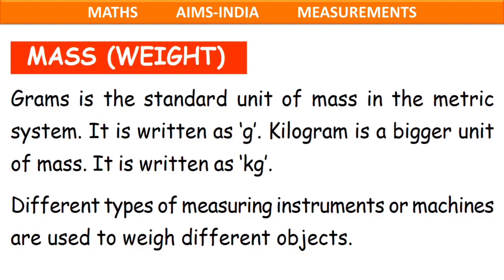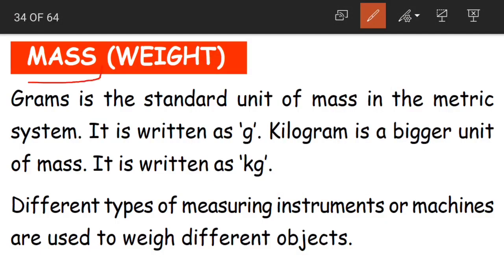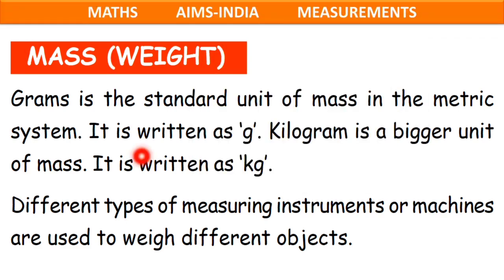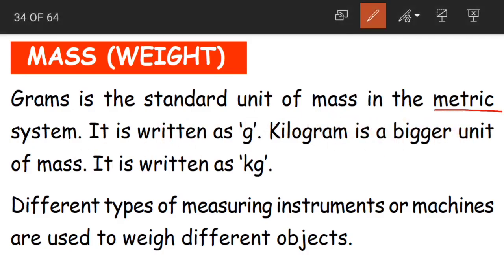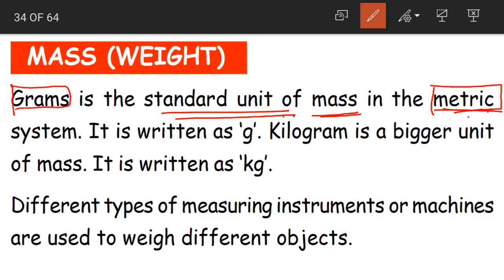In today's class, we are going to learn about how to measure the mass. Mass is nothing but the weight of the given objects. Gram is the standard unit of mass in the metric system. Do you remember the metric system, children? It was the standard system which was introduced by the French people. In this metric system, the standard unit that we use for measuring mass of the given objects is grams, and it is written as g.